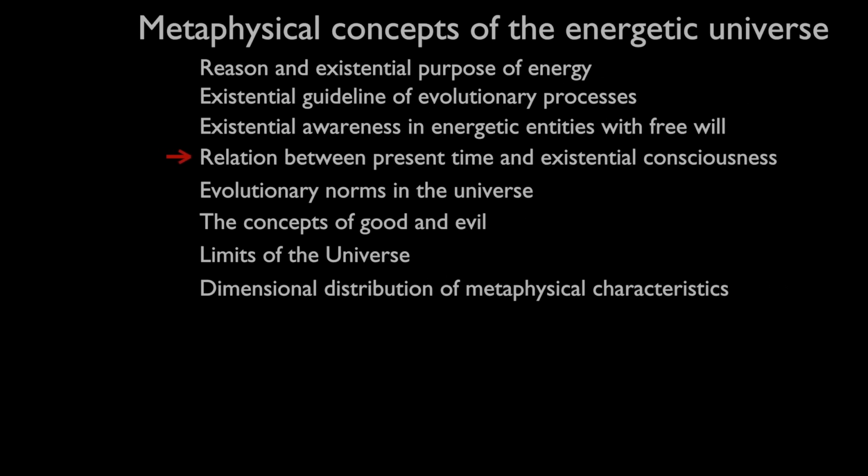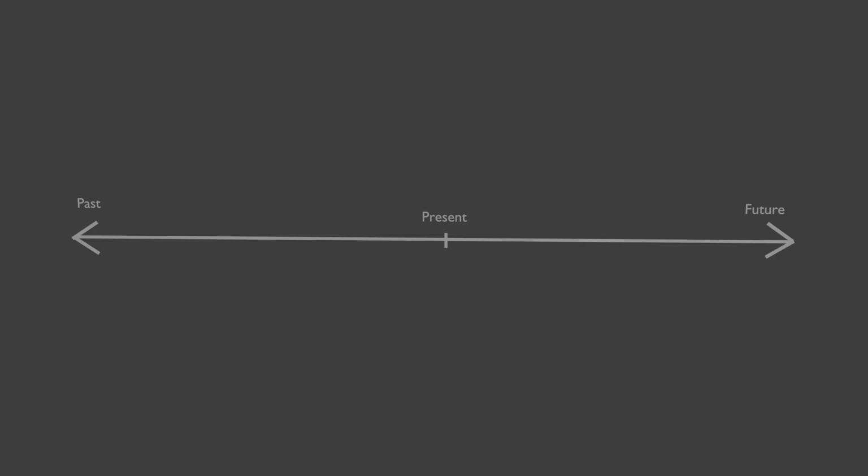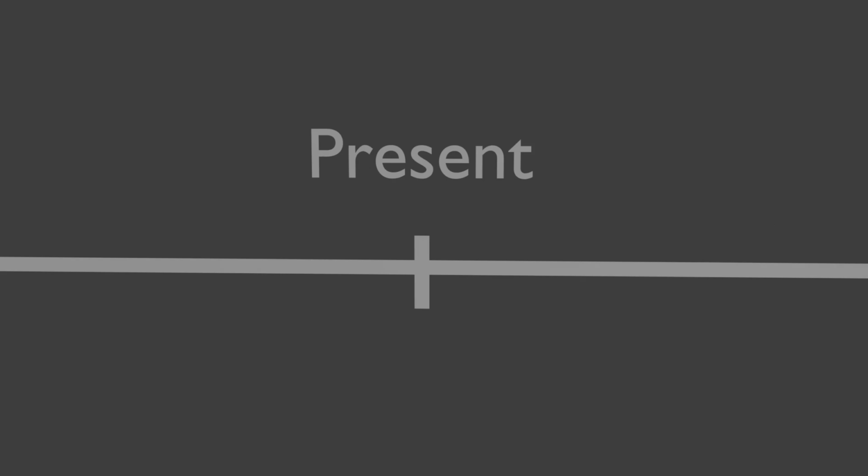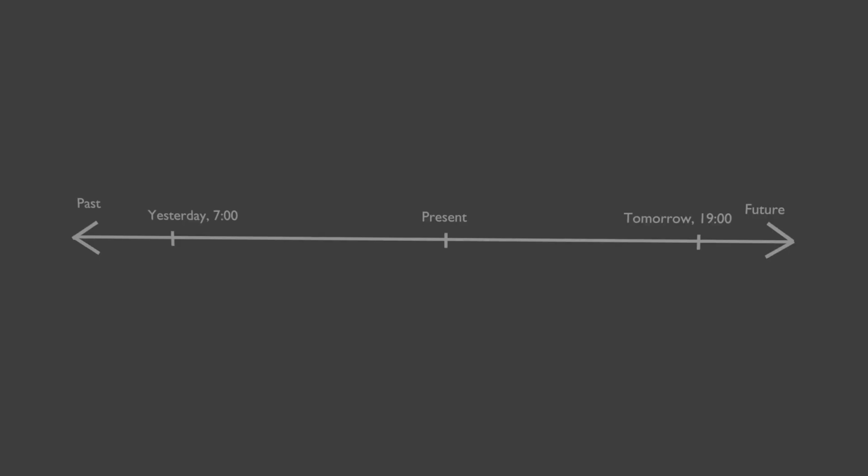Relation between present time and existential consciousness. We can divide time from our existential point of view into past and future. According to this theory, among these is located the present that corresponds to a self-contained or quantized time. This theory considers that there is a relationship between consciousness and the present. The present would correspond to a temporary self-containment. This period, or instant, depends on the evolutionary level of the energy entity, a reason that leads us to reflect that it is relative.